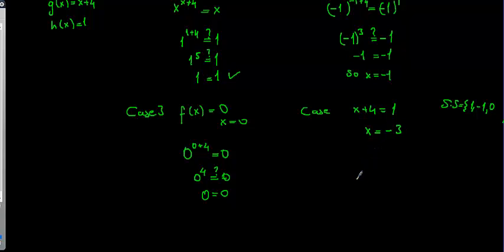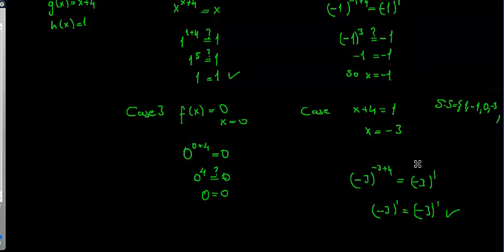Then we are going to try. Minus 3 to the power of minus 3 plus 4, is it equal to 1, minus 3 to the power of 1? Let's see. Minus 3 to the power of 1 is equal to minus 3 to the power of 1. So it's satisfied. In this case, x is equal to minus 3. So the solution set is equal to 1, minus 1, 0, and minus 3.